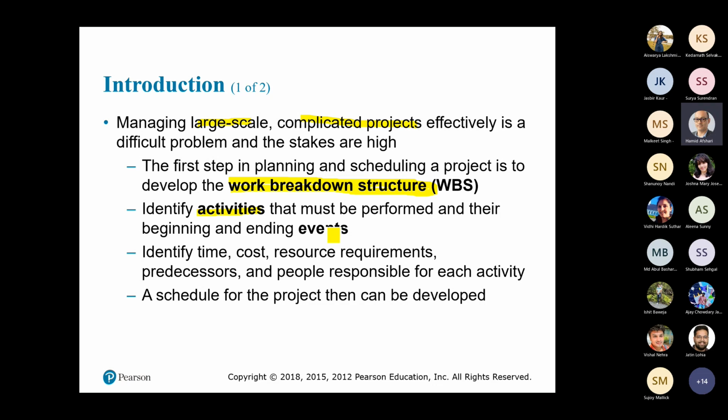So the beginning and ending of each of these events should be identified. Then you have to identify the time of each activity. After time, how much cost each of them will require. Sometimes time and cost are related, sometimes they are not related, so you have to find out. Resource requirements. So which resources you need, okay?